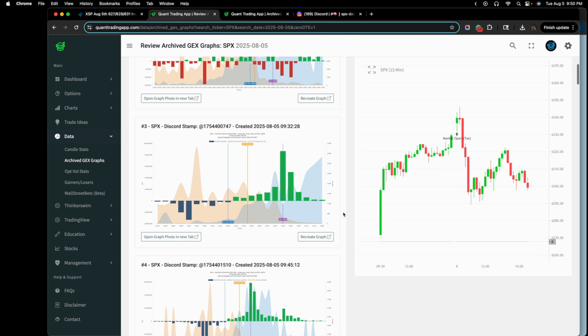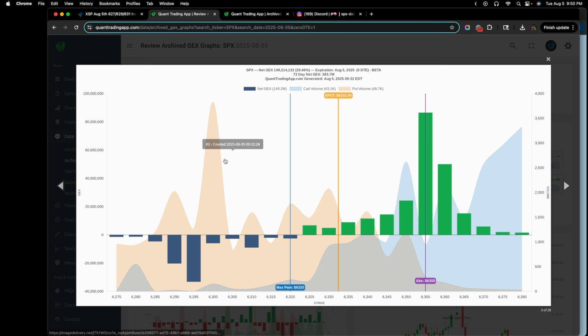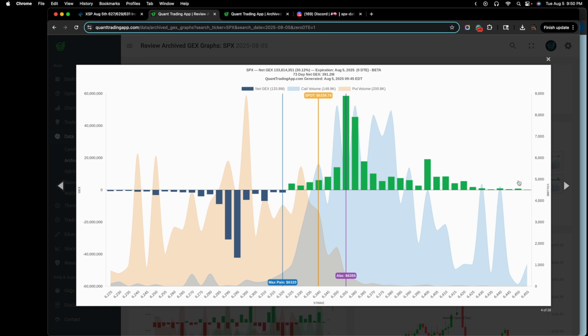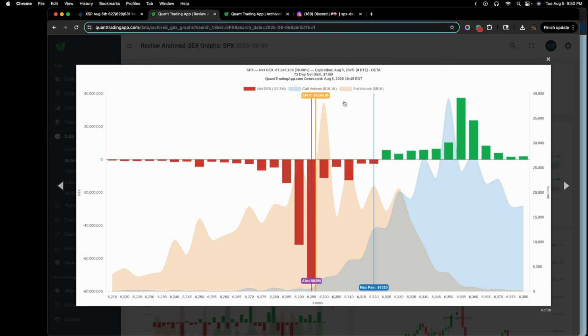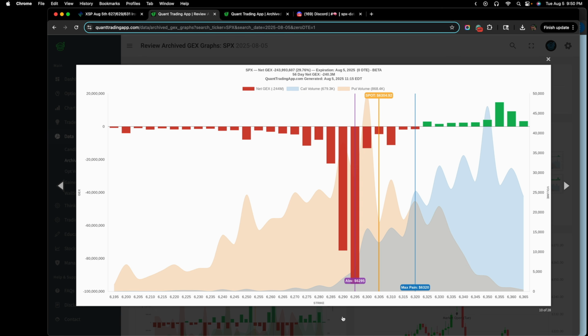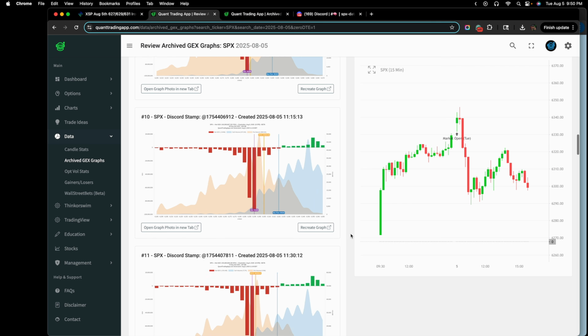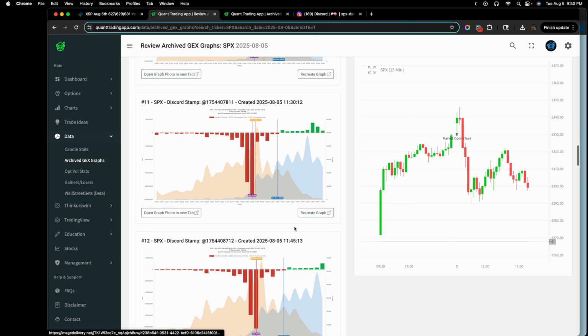And because Quant Trading App has an archive of this data, it means we can go back and see what the gamma exposure did. So on a day like today, market's at 320, then it drops to 317, and then it reaches that 6295 area. We can see how large it is. It's going to be hard for the market to now break that level. We can scroll down here and see when it actually hits the level, what did the absolute gamma look like?